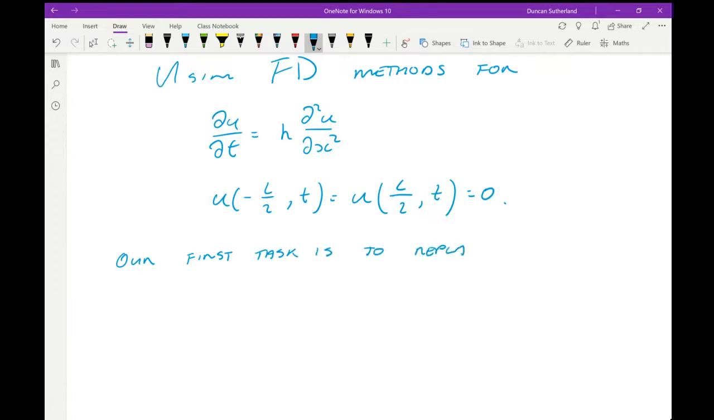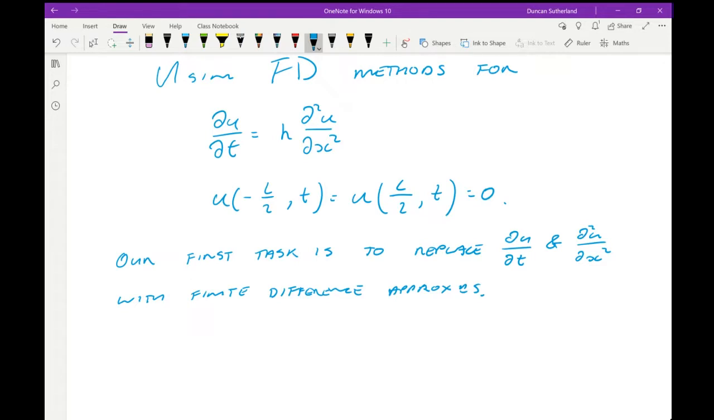So we replace du/dt and d²u/dx² with finite difference approximations. Now, because they're PDEs, this is a PDE and these are partial derivatives, this working out is going to become messier.